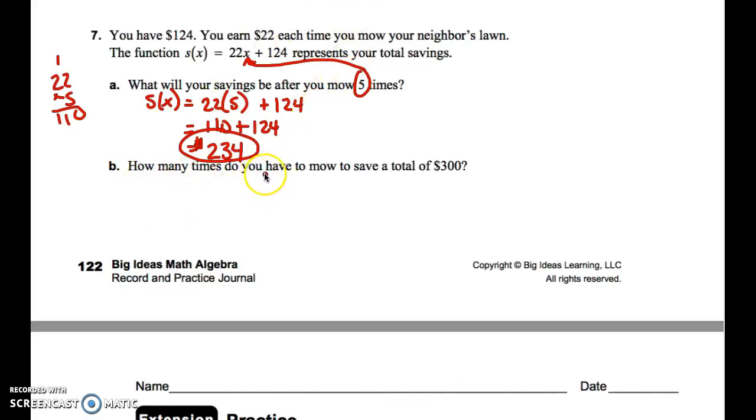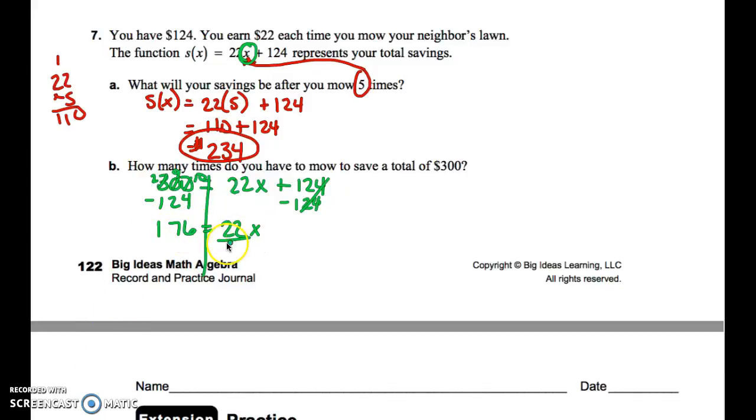Now B says, how many times do you have to mow to save a total of $300? This time we're trying to figure out what X is. Okay, so my 300 is my total. That's actually going to go where the S of X is. That's essentially your Y. So 300 equals 22x plus 124, and then we just need to solve this for x. So subtract 124 on each side. You have 22x equals 176. And then divide by 22. And you can do this on your calculator. But let's see, 176 divided by 22, and you get 8. So what that means is you would have to mow 8 lawns for you to have a total of $300.